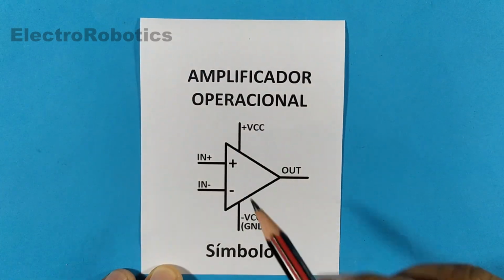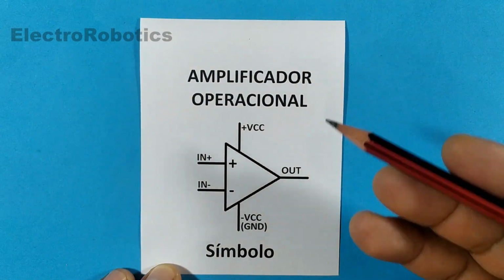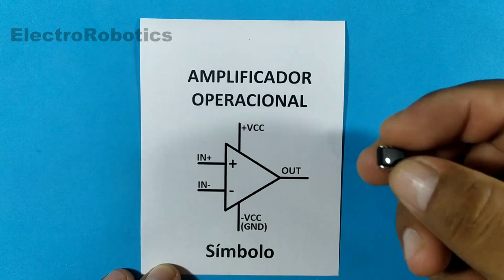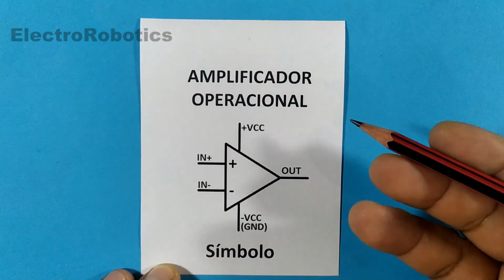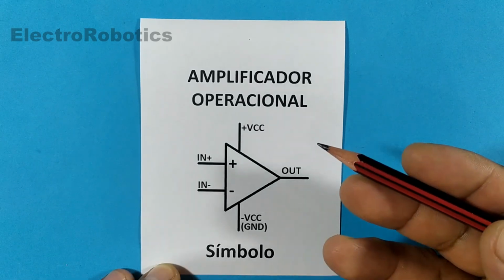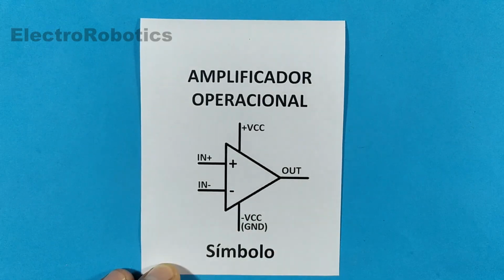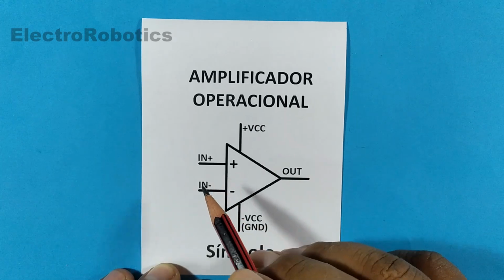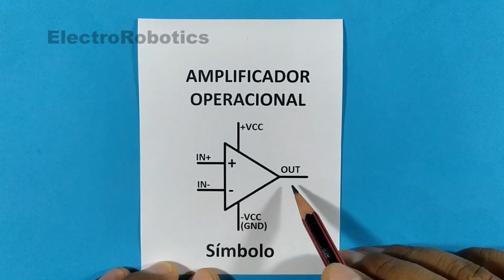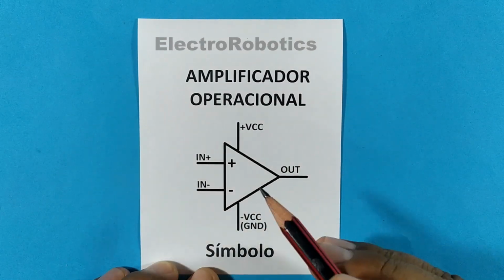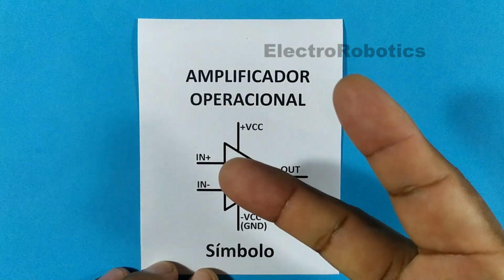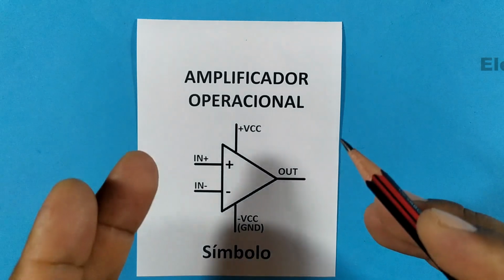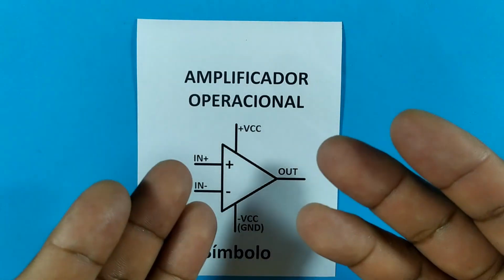Second, we already know about its power supply. The power supply ranges will depend a lot on the package or the integrated circuit that we are using. They can be powered with only 5 volts, 12 volts, or even 24 volts. That will depend on the model. After that, we have 2 inputs: the positive input and the negative input, and an output. An operational amplifier can work in 2 general ways: as a signal amplifier or as a comparator. So let's see what a signal amplifier is and what a comparator is.